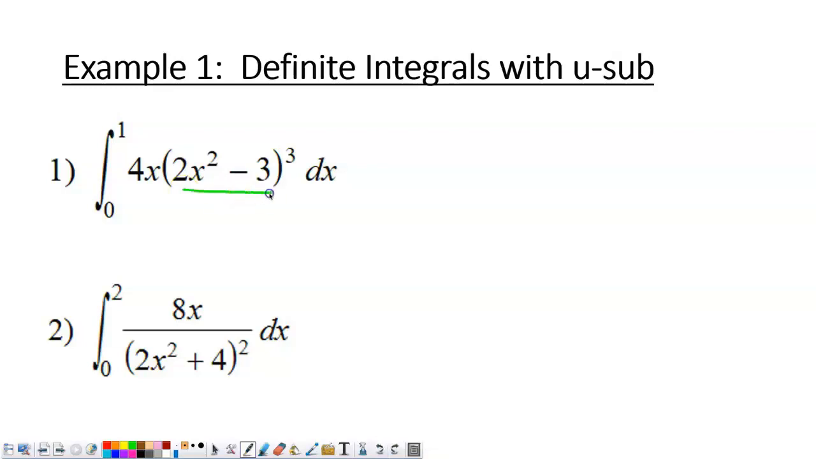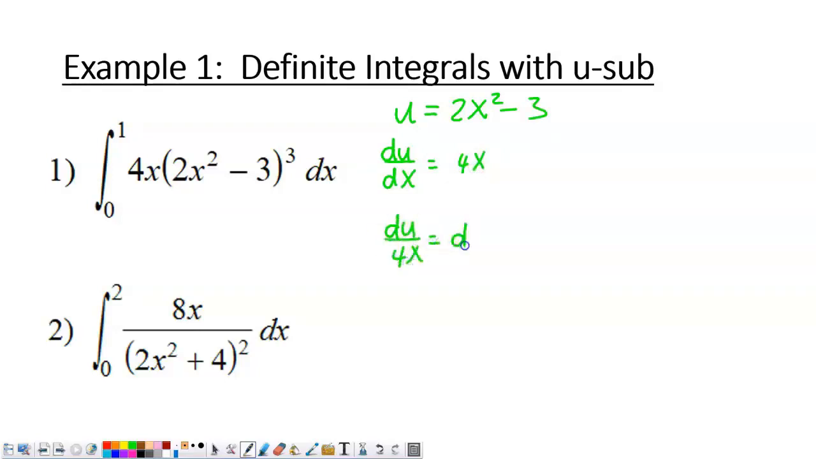We have an inside function with its derivative on the outside, or something that will cancel out the x's anyway, which is good enough. So start off by setting u equal to the inside. Then we take the derivative of u with respect to x. Solve for dx. Do your u substitution.